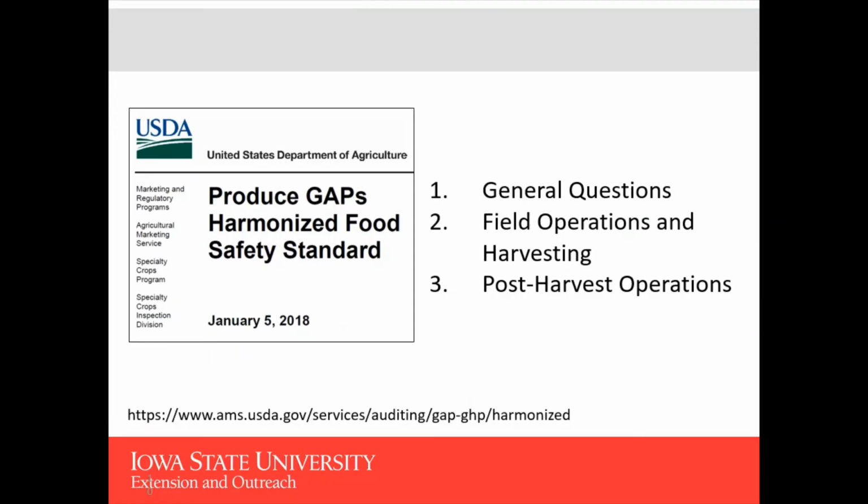Each third-party auditor has created an audit checklist for the standard. I'm going to use the USDA Harmonized GAP Audit Checklist, which is available online. The Harmonized GAP standard has 3 sections: general questions, field operations and harvesting, and post-harvest operations.